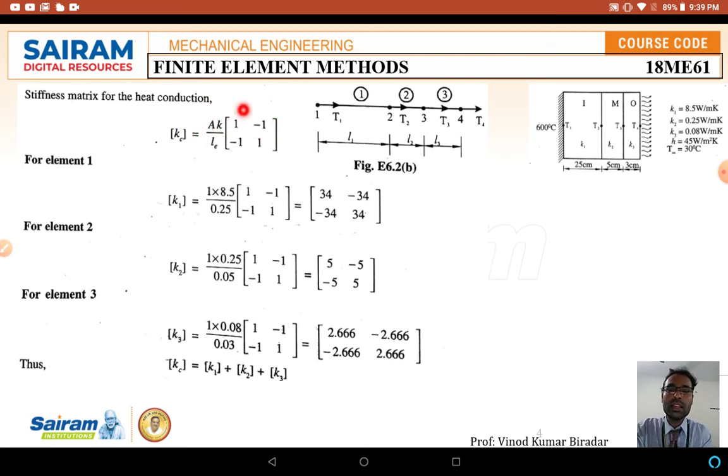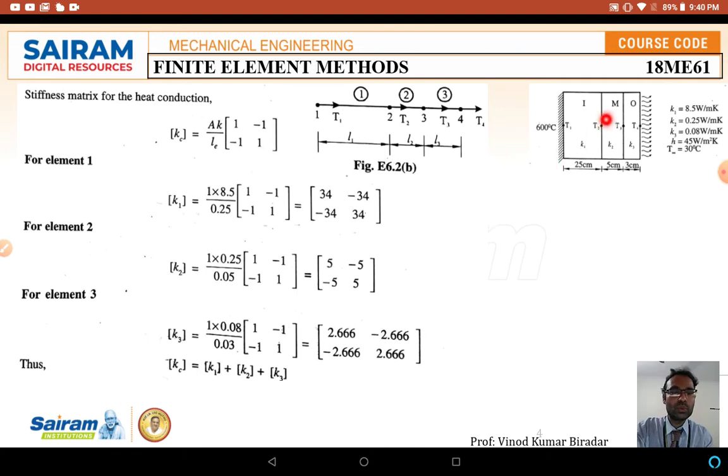If in the given problem the area is not given, let us assume area is equal to 1 meter square. Thermal conductivity for the first element, we are going to solve the first element: area is 1, and the thermal conductivity given is 8.5. So write down here 8.5, and length is equal to 0.25, matrix 1 minus 1, minus 1 1. If you simplify this, you are going to get 34 minus 34, minus 34 34. So this is the heat stiffness matrix of the first element, K1.